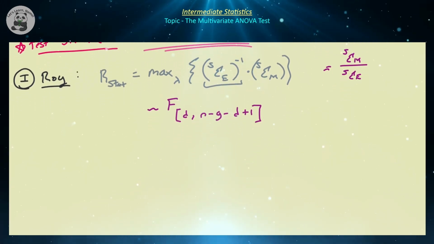Now, it's just looking at the maximum eigenvalue, so it's definitely not going to be trustworthy, especially if you have a lot of outliers out there. Also, if it's not multivariate normal, this is definitely not going to give you anything useful.